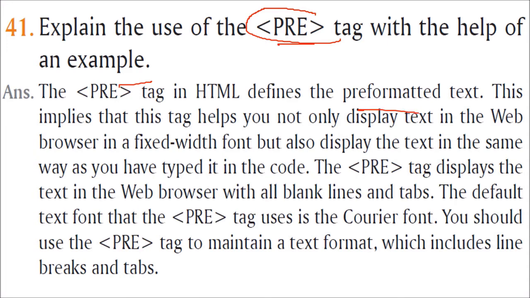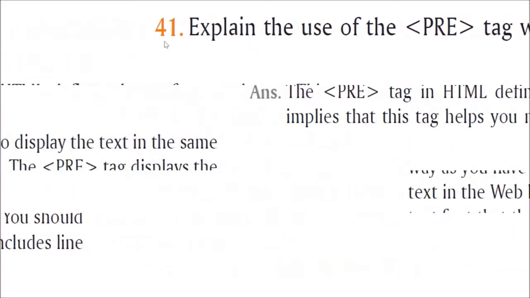pre-formatted text. This implies that the tag helps you not only to display text in the web browser in a fixed width font, but also to display the text in the same way as you have typed it in the code. The pre tag displays the text with all the blank lines and tabs. Otherwise, HTML is going to remove them. The default font that the pre tag uses is Courier. You should use the pre tag just to maintain the text format, which includes line breaks and tabs.